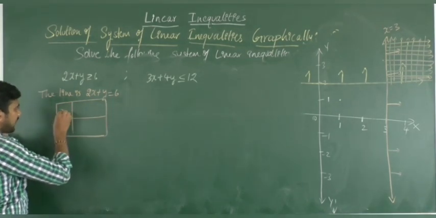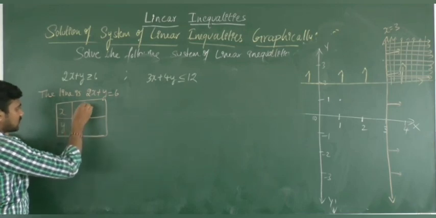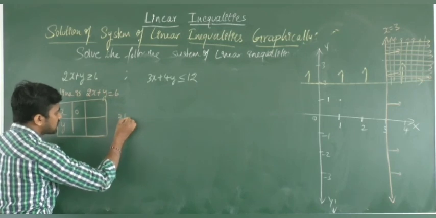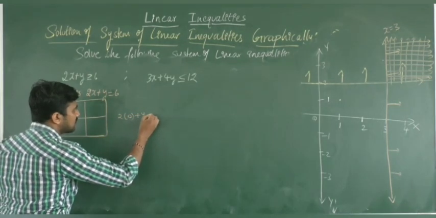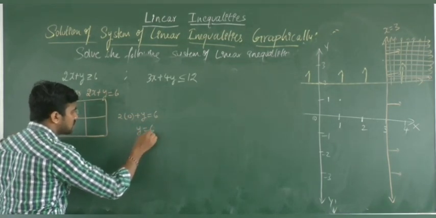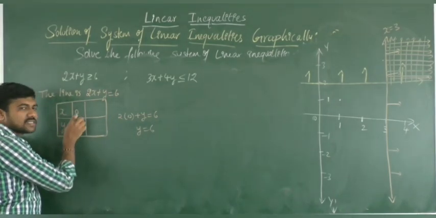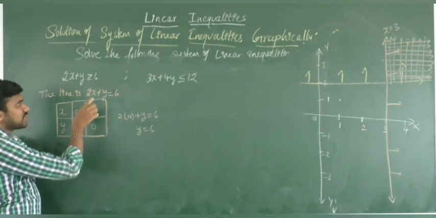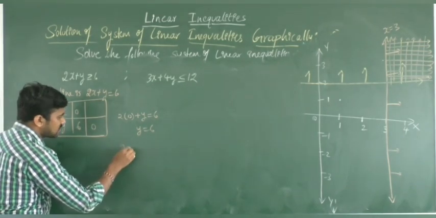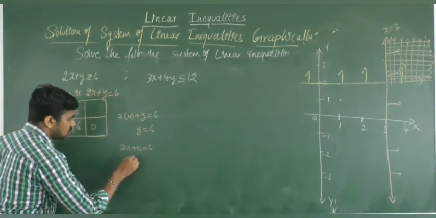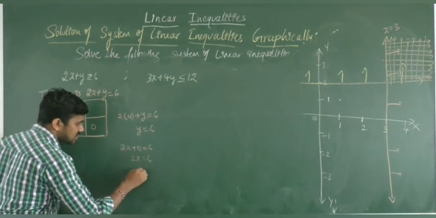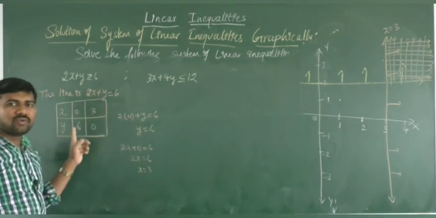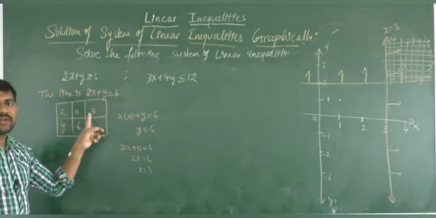By assigning x equal to 0, we'll get y equal to 6. You can observe 2 into 0 plus y is equal to 6, so y is equal to 6. So when x is equal to 0, y is 6. Similarly, when y is equal to 0, we get 2x plus 0 is equal to 6, so 2x is equal to 6, x is equal to 3. When y is equal to 0, x is 3.